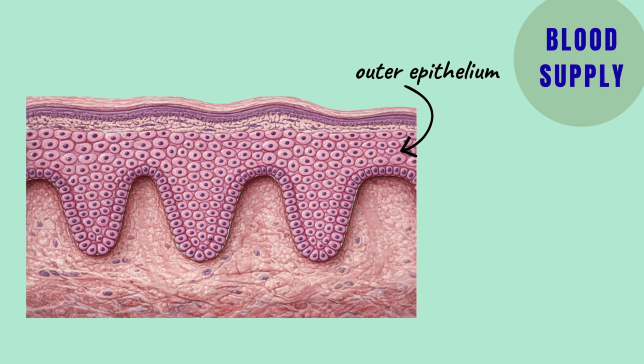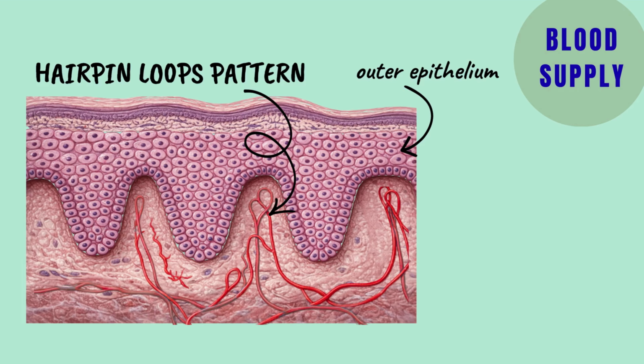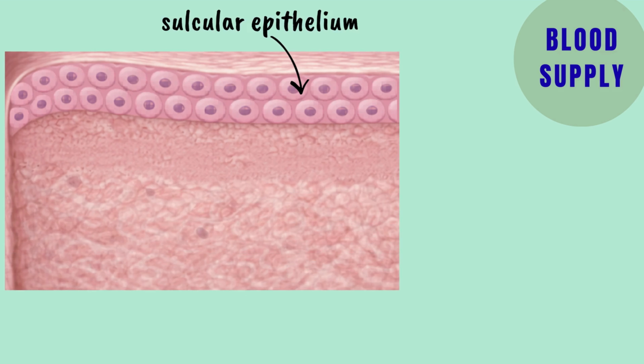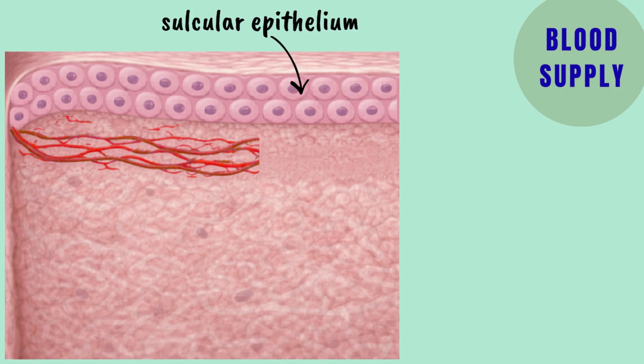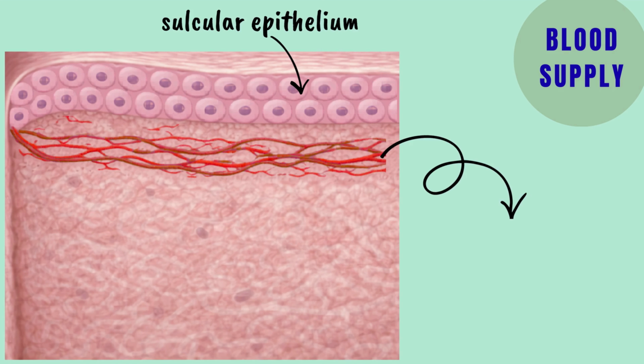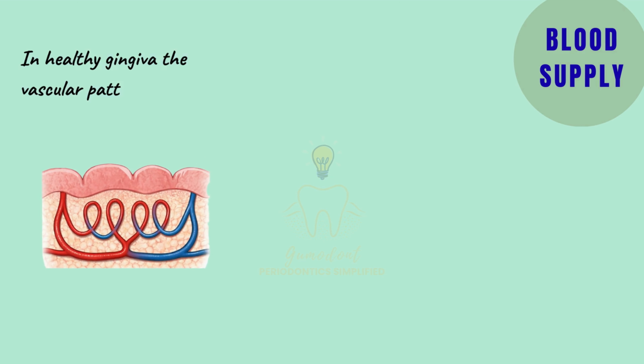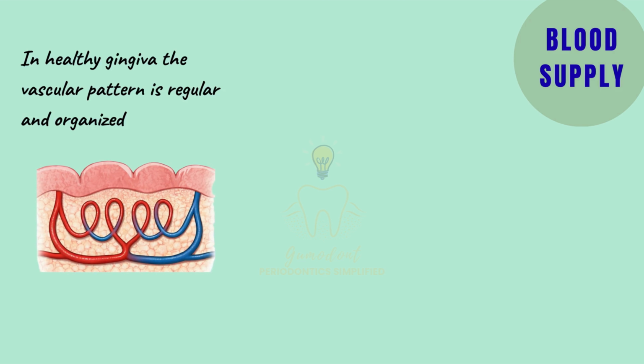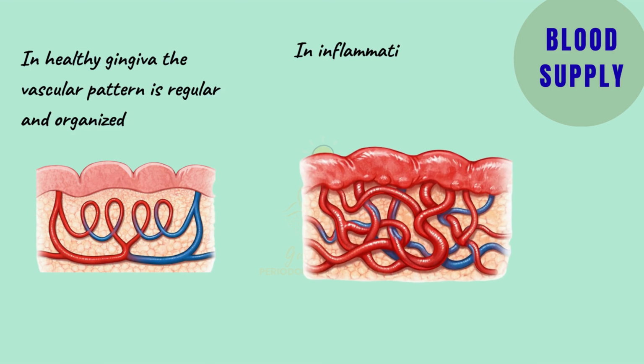Now, just beneath the outer epithelium, capillaries form hairpin loop patterns within the connective tissue papillae. These loops help in efficient nutrient exchange. Along the sulcular epithelium, capillaries form a flat anastomosing plexus running parallel to the tooth surface. In healthy gingiva, the vascular pattern is regular and organized, but in inflammation, it becomes irregular, dilated, and convoluted.